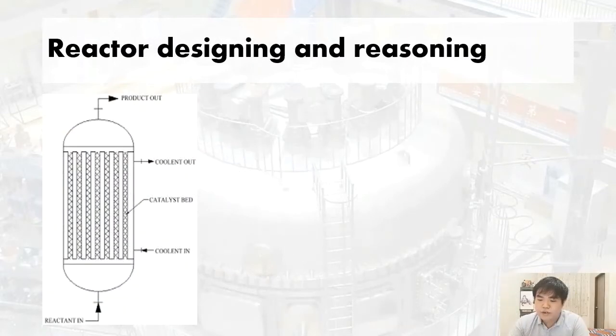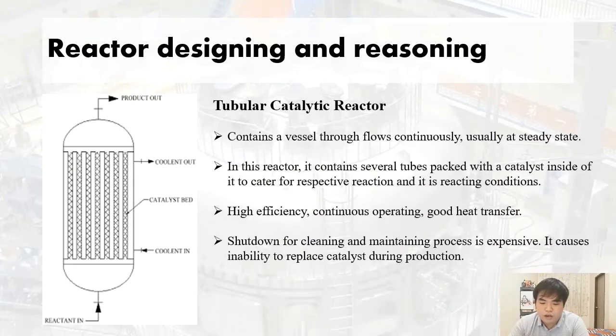The reactor we choose is a tubular catalytic reactor. A tubular catalytic reactor contains a vessel through which the flow is continuous, usually at steady state, and configured so that the conversion of the chemicals and the other dependent variables are functions of position within the reactor rather than of time. In this reactor, it contains several tube packs with a catalyst inside to cater for the respective reaction and its reacting conditions. The advantage of a tubular catalytic reactor is that it has a high efficiency, in other words, the rate of conversion per unit catalyst mass is high.